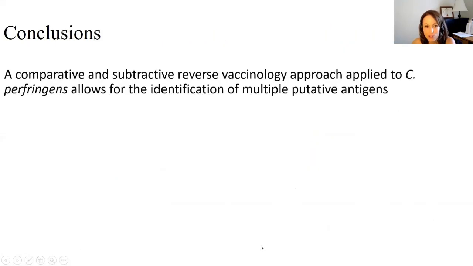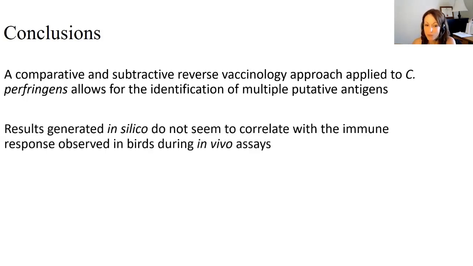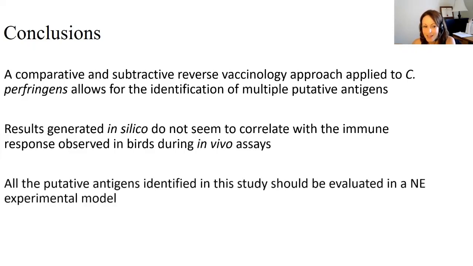So in conclusion, a comparative and subtractive reverse vaccinology approach applied to C. perfringens allows for the identification of multiple putative antigens. Results generated in silico do not seem to correlate with the immune response observed in birds during the in vivo assays. And all the putative antigens identified in this study should be evaluated in a necrotic enteritis experimental model.